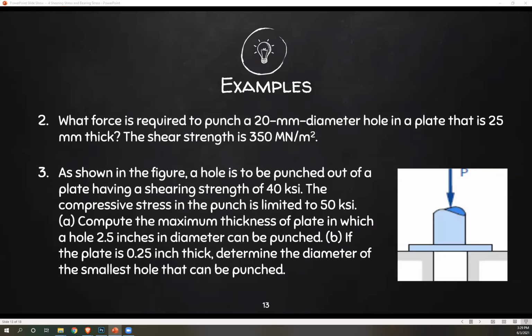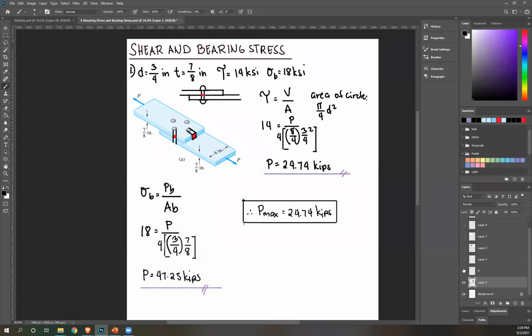Now let's move on to number 2. Number 2, what force is required to punch a 20mm diameter hole in a plate that is 25mm thick? The shear strength is 350 meganewton per meter squared. So now we're looking for, again, the force to punch a hole with a certain diameter. And our limitation is shear strength, 350 meganewton per meter squared. So first thing, again, is write your given. We're given a 20mm diameter hole. That's what we want.